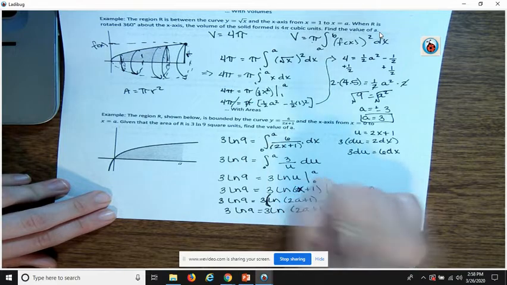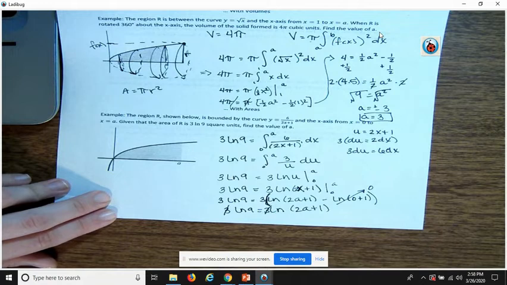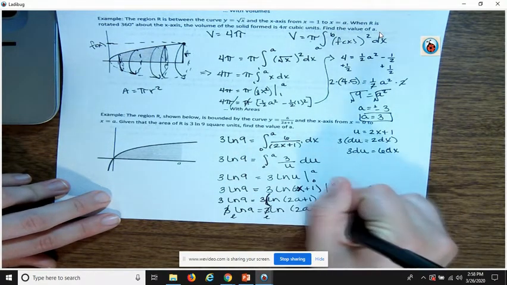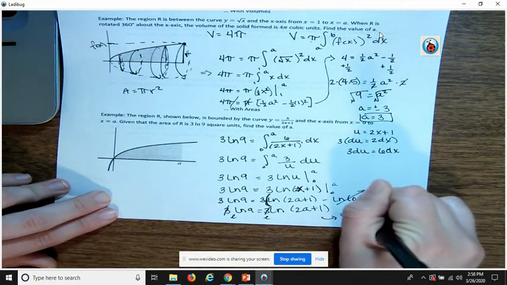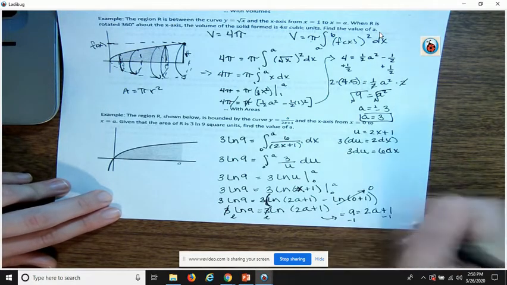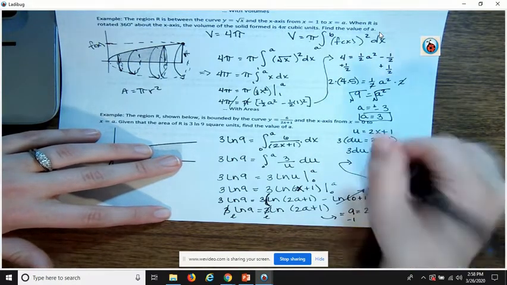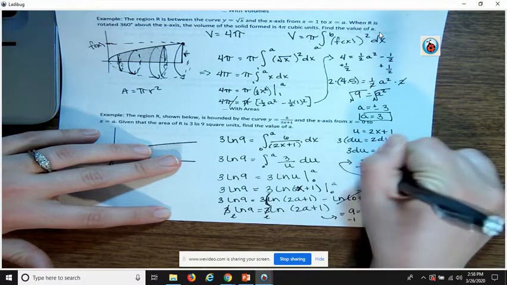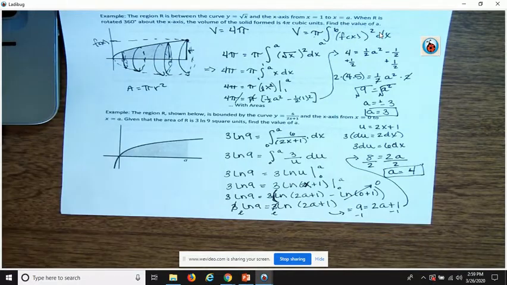And so I'm going to end up with 3 natural log of 9 is equal to 3 natural log of 2a plus 1. Now, there's some convenient things here. Notice I have a 3 on both sides that I can cancel. And also, I could raise both sides with the base e. So e. And I would get that 9 is equal to 2a plus 1. Subtract 1 from both sides. Sorry. 9 minus 1 is 8. 2a, divide by 2, a is 4. Okay, sweet. So we found a.